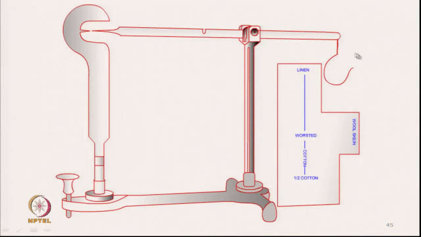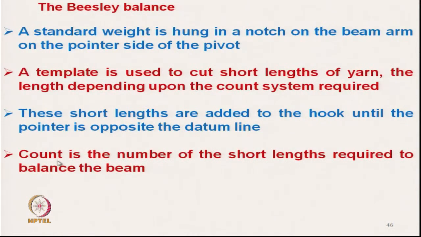So, initially when there was no material here, we put the weight and it lowered down. After putting one length, it is not balanced; then 2, 3, gradually we put the small lengths until it is balanced. For say cotton count, as it gradually balances, we can get the count directly. The count is the number of short lengths required to balance the beam. So, that means we are getting the count directly.